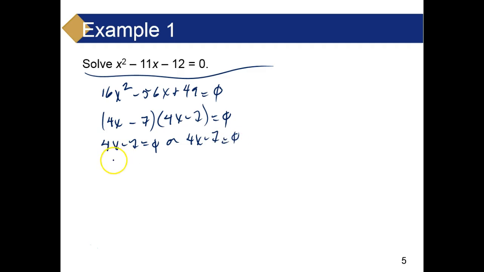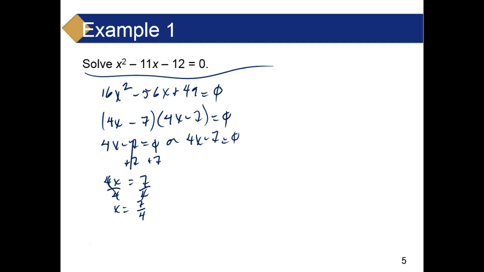And what do you do to the first one? Add 7 to both sides. 4x equals 7. Divide by 4. X equals 7/4. I see everybody's wanting to check this right now, aren't you? But what happens on the other side? Same thing. So you don't need to do it twice.